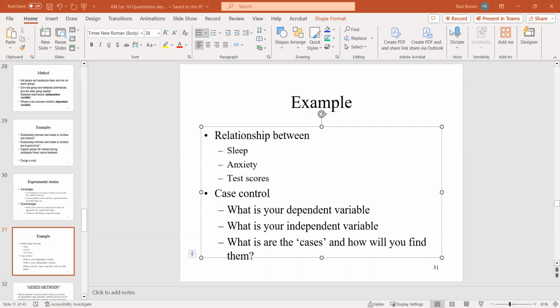I think it'd be hard to measure intelligence. Yeah.